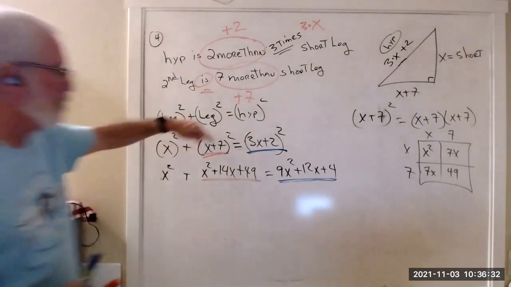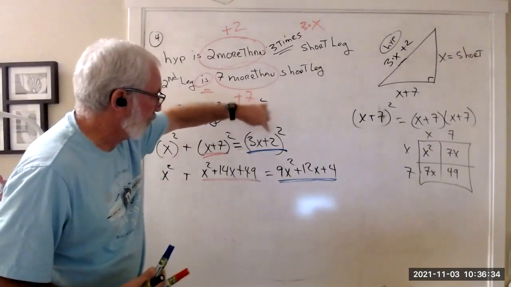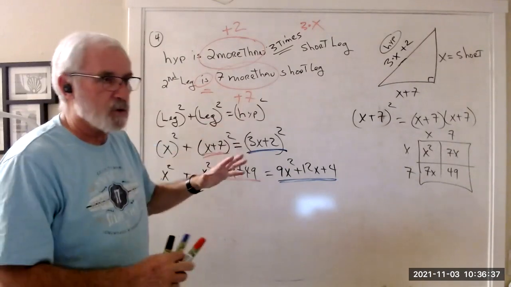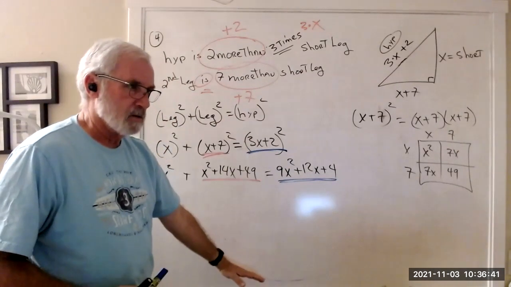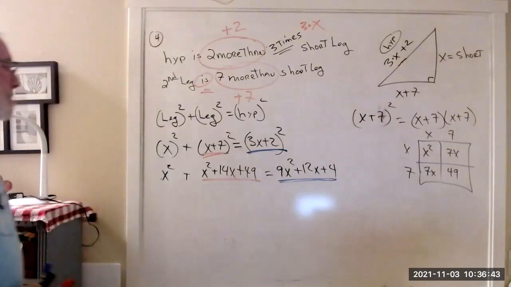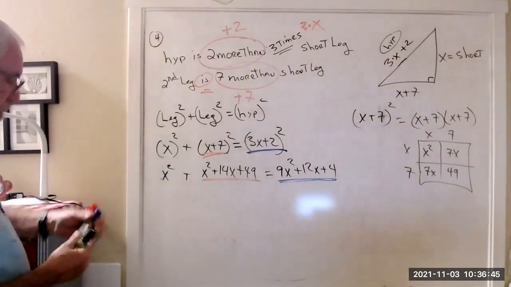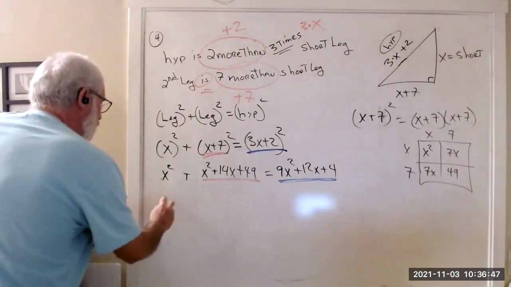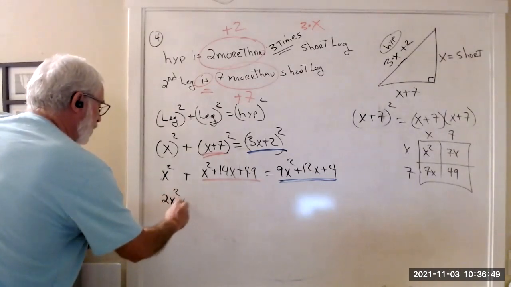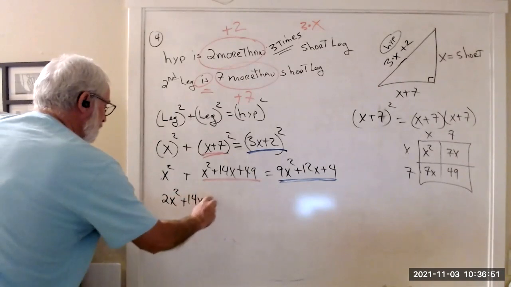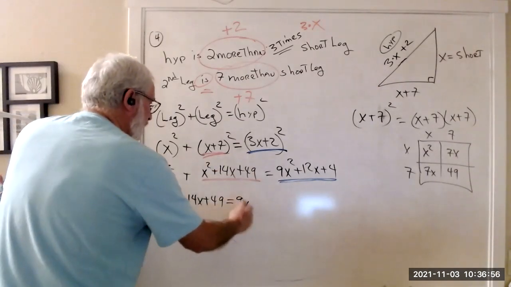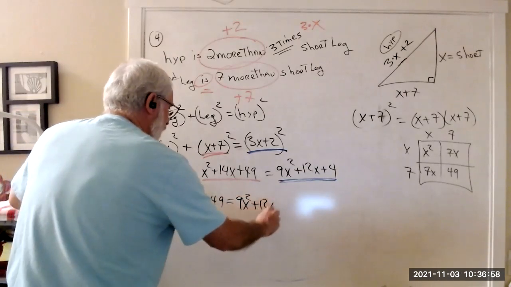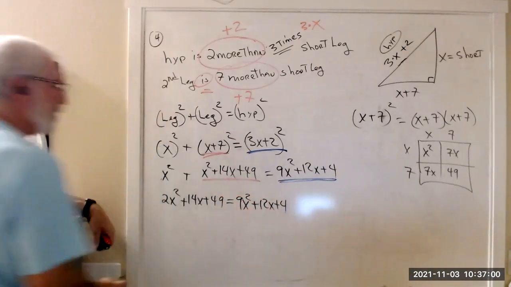Okay, again, if you just said it was 9x squared plus 4, you ruined the whole problem. And that meant everything you did here was wasted. All right, so what do I have? I have 2x squared plus 14x plus 49, if I add like terms, equals 9x squared plus 12x plus 4.